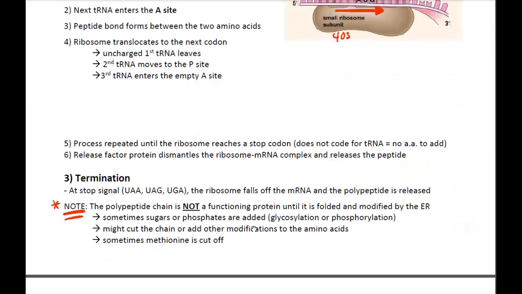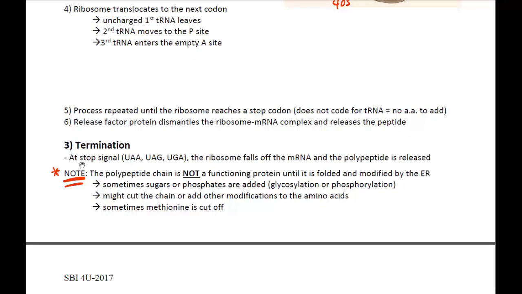So then let's quickly chat about termination. Now we're going to stop at the stop, like we said. The ribosome falls off and the polypeptide gets let go, and it's free to go fold now and be finalized by either the endoplasmic reticulum or the Golgi body. But the polypeptide chain itself is not a functioning protein until it gets folded.